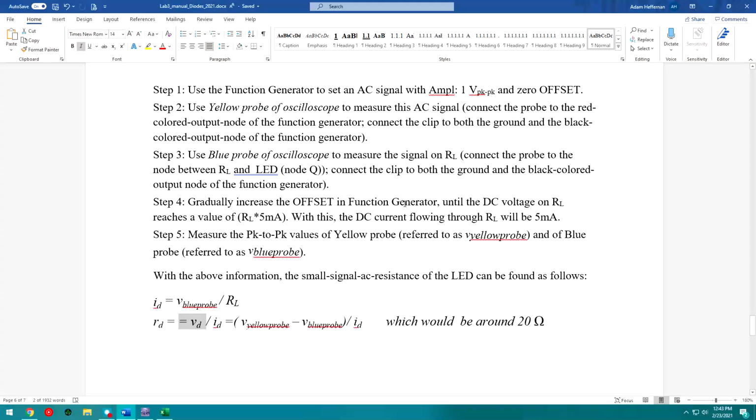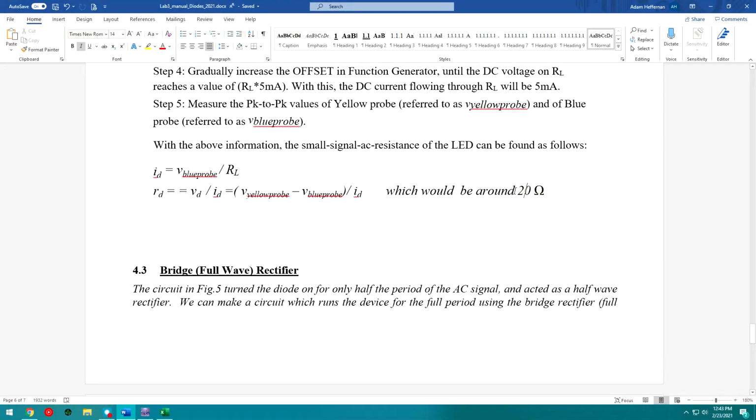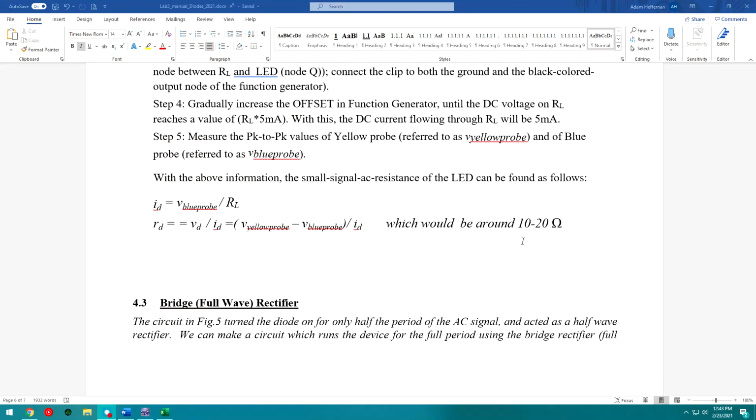And that makes sense. So everyone's values are going to be slightly different, and everyone's values will vary from around 10 to 20 ohms, I'll say here. If you're outside of those margins slightly, that's okay. I didn't calculate everyone's by hand, but make sure you're somewhere in that range.